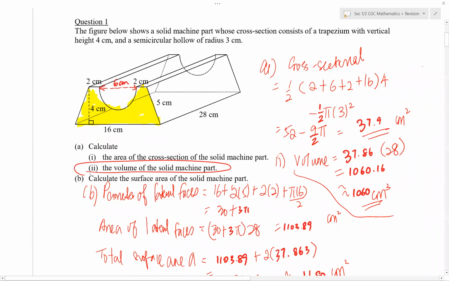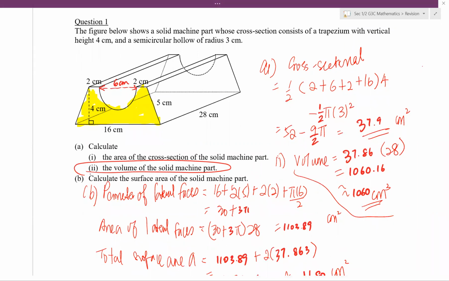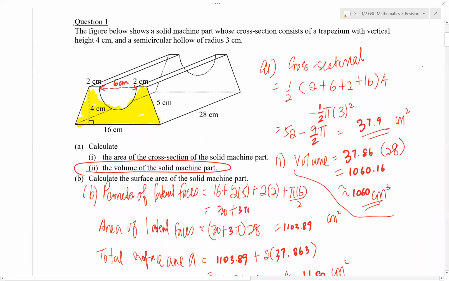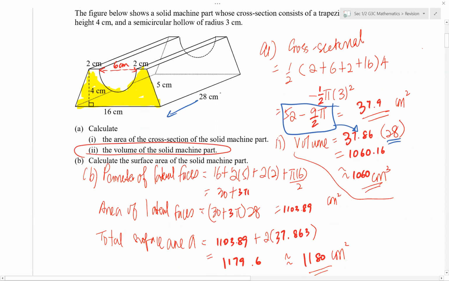So volume of this, once you have the cross-sectional area, very simple. All you need to do is to just multiply by its perpendicular height. Okay, so in this case, the cross-sectional area, 52 minus 9/2 pi, as expected, it is a number minus away the area of the semicircle. So it is in terms of pi. I do not want to use 37.9. It is 3SF, not good. So the volume will be, I would rather use my 52 minus 4.5 pi multiplied by 28. 28 is our perpendicular distance.